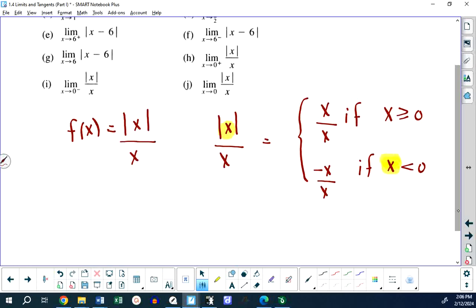And we talked a lot about this in Math 20, that when I write negative x over x, it doesn't mean it's negative. It's in fact going to be positive, isn't it? Because x is a negative number.